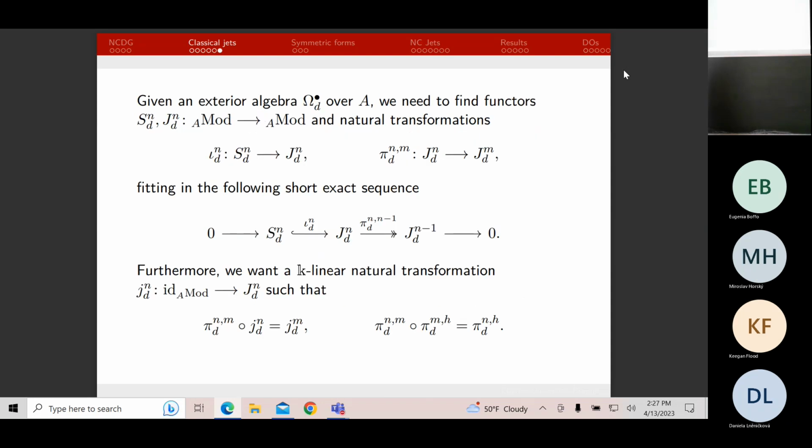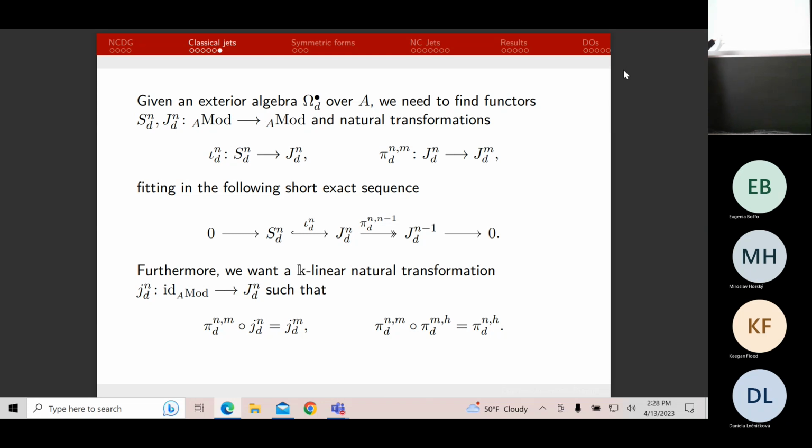So how does it work? What do we want? We need to find a couple of families of tensors, one that resembles the symmetric tensors and one that resembles the n-jet. We also need to find a way of including the symmetric tensors, of seeing the symmetric tensors as jets, and a way of forgetting the information.